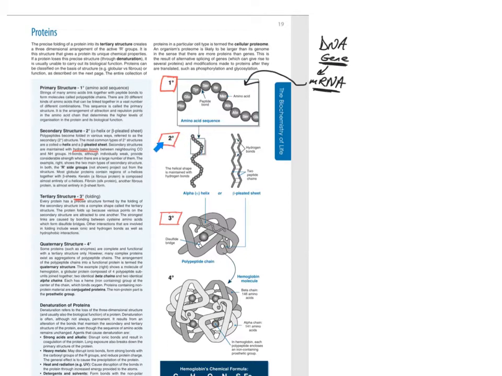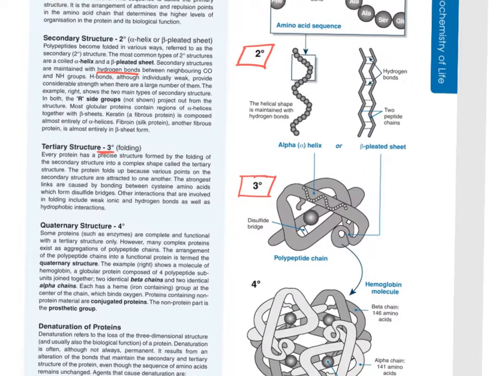So the secondary structure is determined by the primary structure. The primary structure is determined by the gene. Secondary structure is what force bends and twists these things into this shape? Hydrogen bonds.